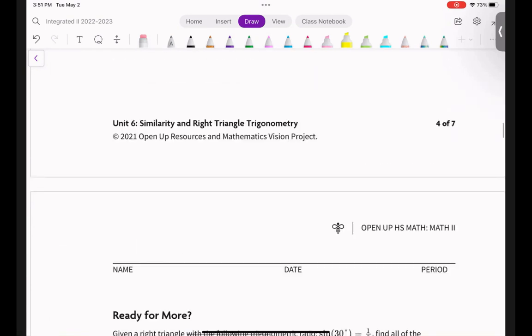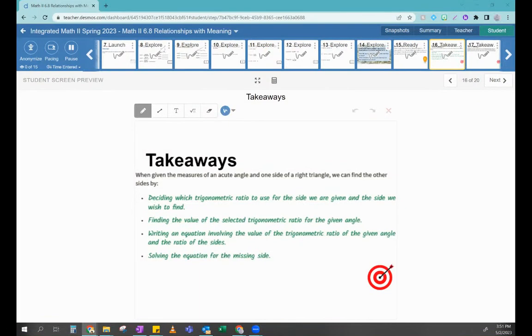Okay, and then I want to show you your takeaways. Give me 1 second. Okay, I wanted to go over your takeaways and make sure everybody's comfortable. When given the measure of an acute angle and one side of a triangle, we find the others by deciding which trig ratio we should use. Remember, we were talking about sine, cosine, or tangent, and the side that we're trying to find. So we find the value of the selected trig ratio for the given angle, write an equation involving the value of the trig ratio of the given angle and the ratio of sides, and solve the equation for the missing side.